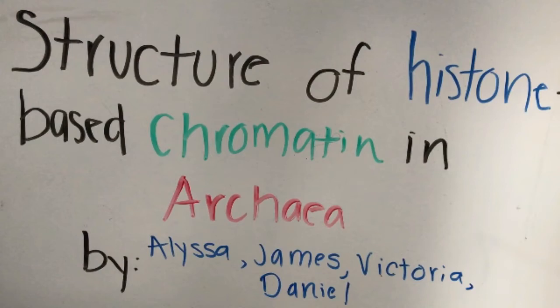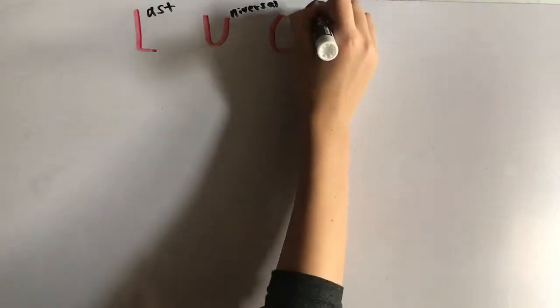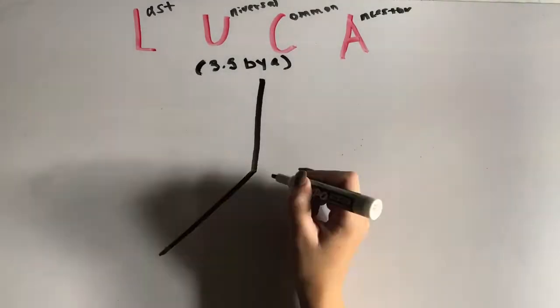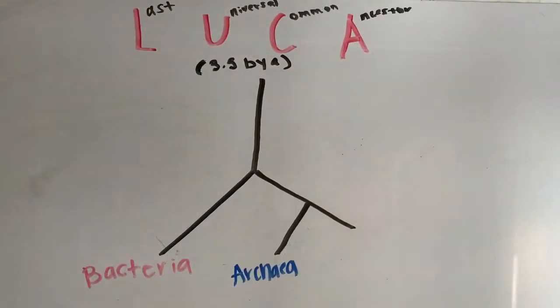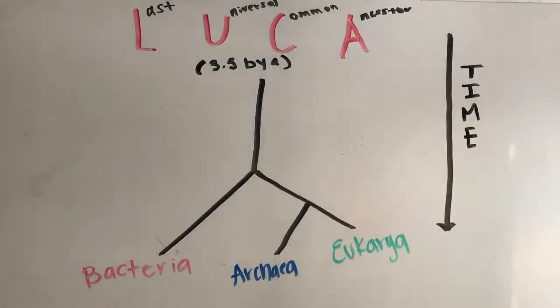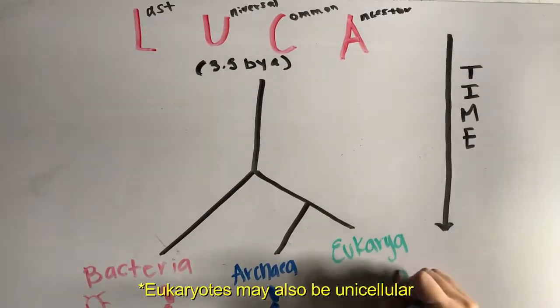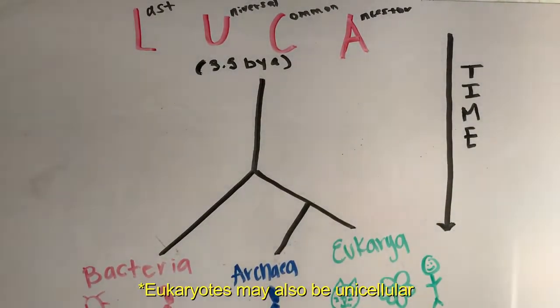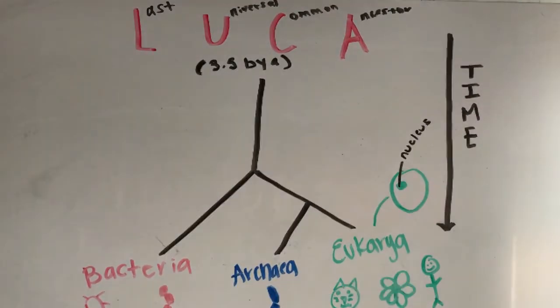Structure of histone-based chromatin in Archaea. Life as we know it diverged from a common ancestor approximately 3.5 billion years ago. That common ancestor diverged into three different domains of life: Archaea, bacteria, and eukaryotes. Both Archaea and bacteria are single-celled organisms without nuclei, while eukaryotes are multicellular organisms containing DNA. Fossil records indicate that Archaea and bacteria arose about 1 billion years before eukaryotes.